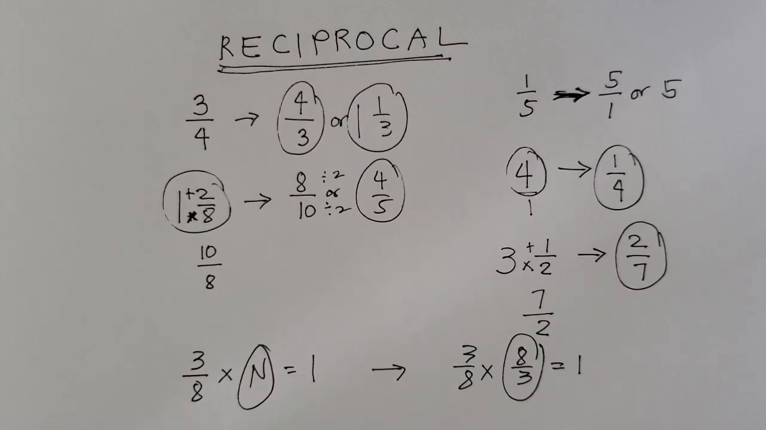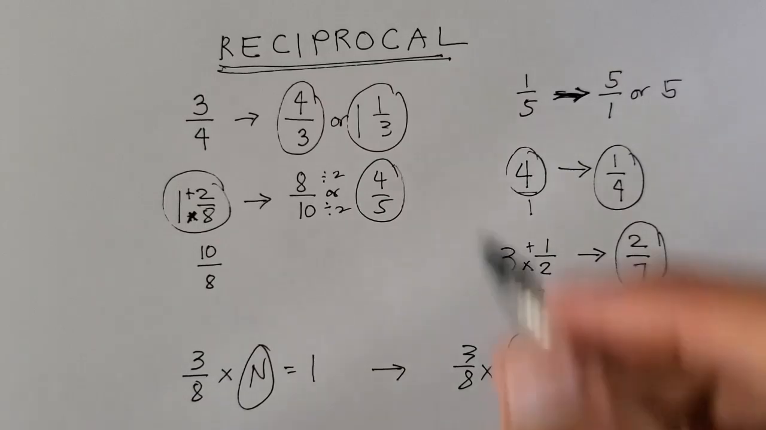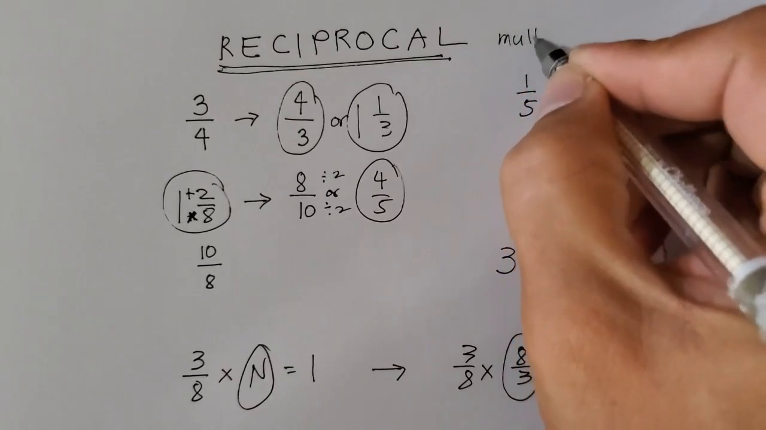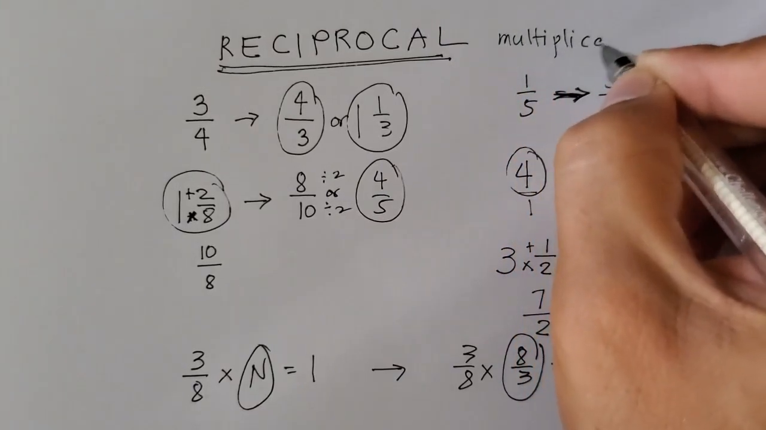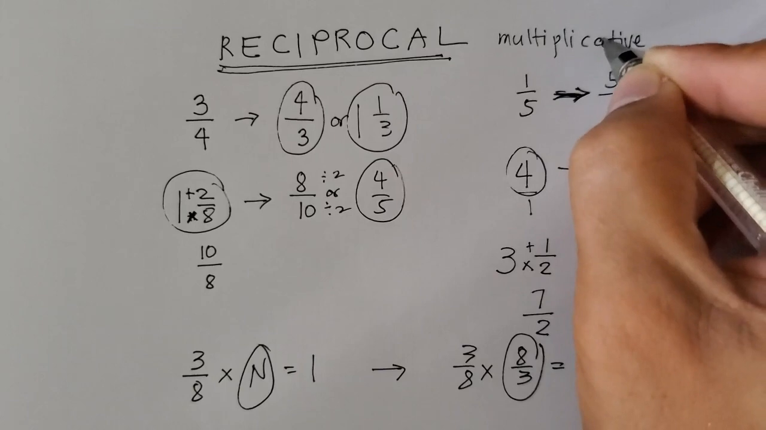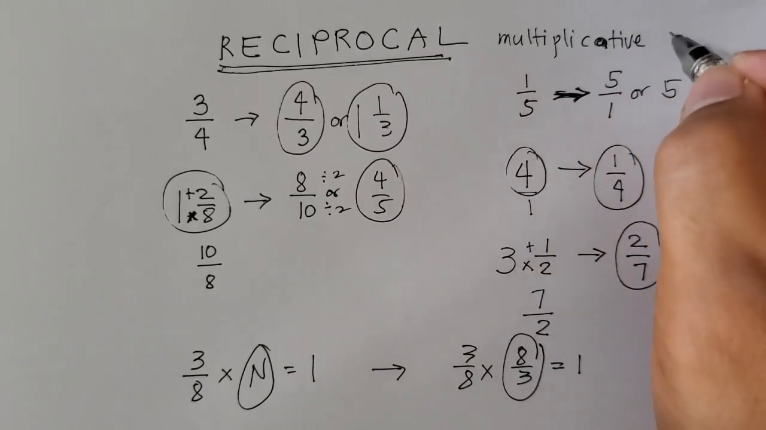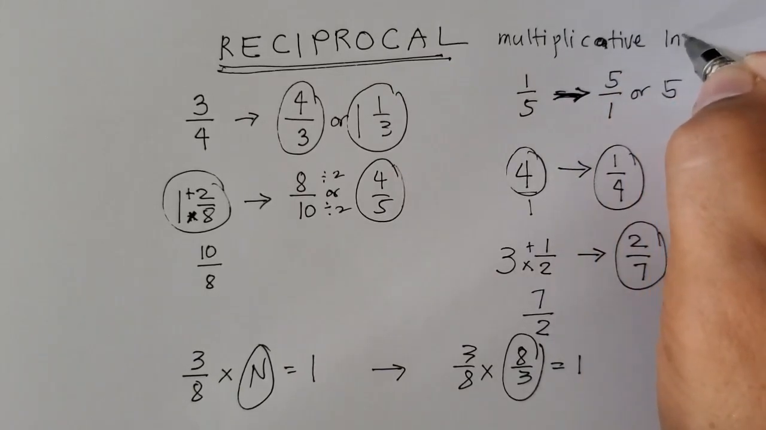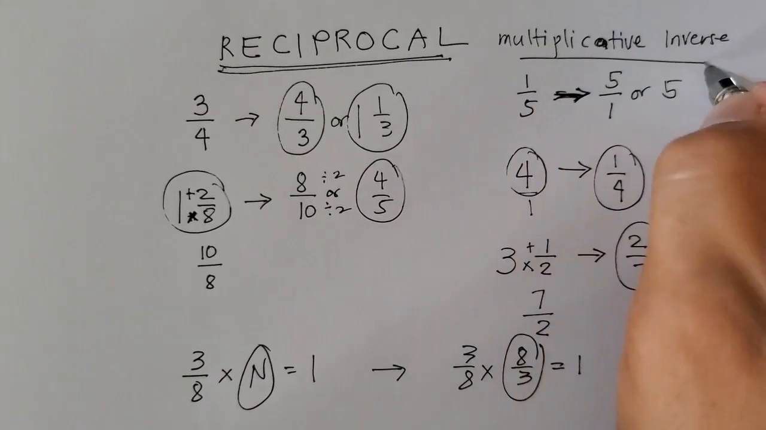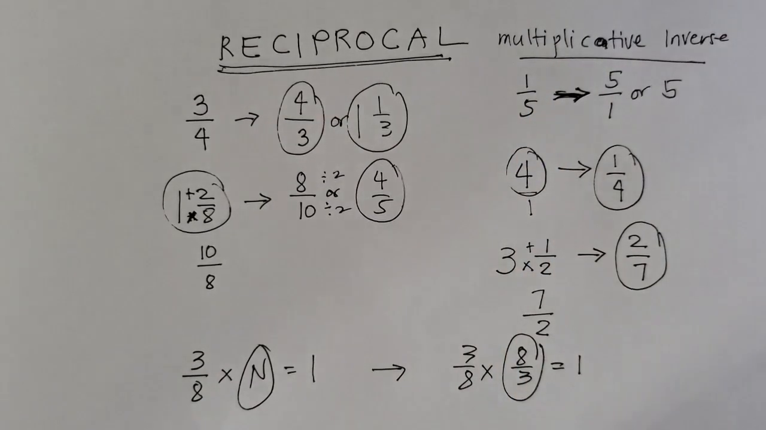Reciprocal is the inverse or kabaliktaran. That simply means that if a number is multiplied by its reciprocal, that is always equal to 1. That is why the reciprocal of a number is also called the multiplicative inverse. Multiplicative. That's multiplicative inverse. Any question? So when we say reciprocal, that is the multiplicative inverse.